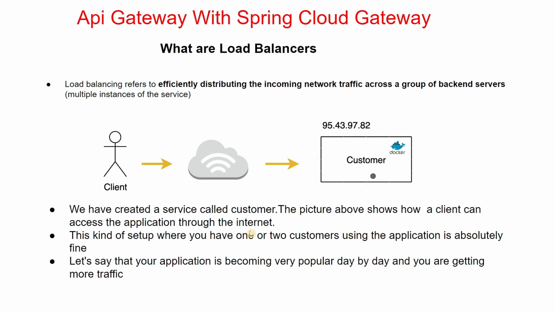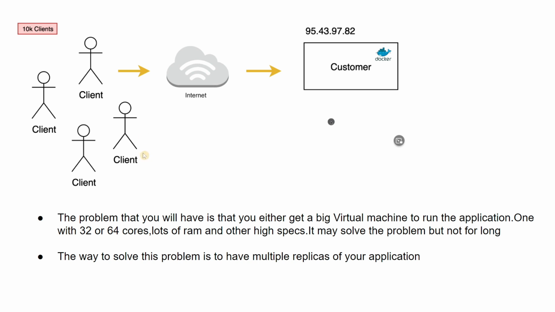This kind of setup where you have one or two customers using the application is absolutely fine. But let's say that your application is becoming very popular day by day and you're getting more traffic. Like we have so many clients and they are accessing your application. The problem that you will have is that you either get a very big virtual machine to run the application, probably one with 32 or 64 cores, or lots of RAM and other high specs. It may solve the problem, but not for a long time.